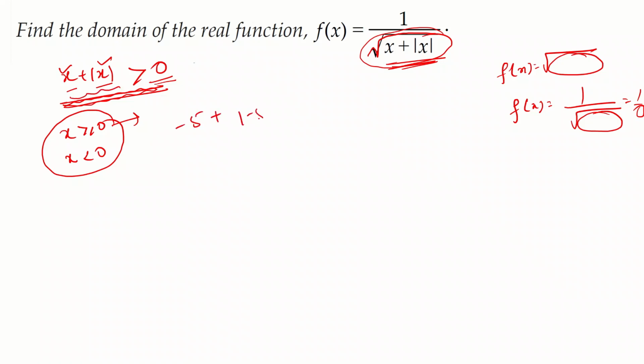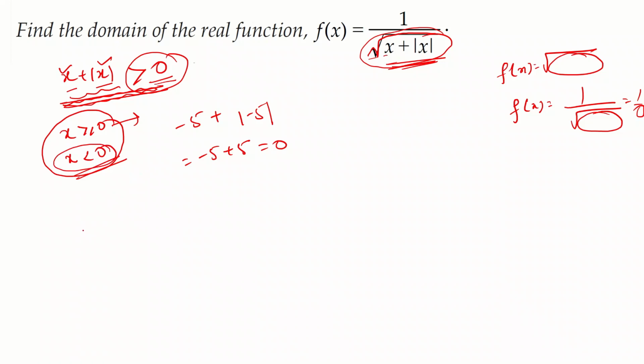-5 plus mod of -5, which is -5 plus 5, will be equal to 0. But we want it to be strictly greater than 0, because we cannot have 0 in the denominator, right? So negative values will be inadmissible. Similarly, if you try with any negative number, -6, -7, -8, or any negative number, you'll always get 0, and that will give you an inadmissible result, not an invalid result. So that is why we cannot have anything less than 0.